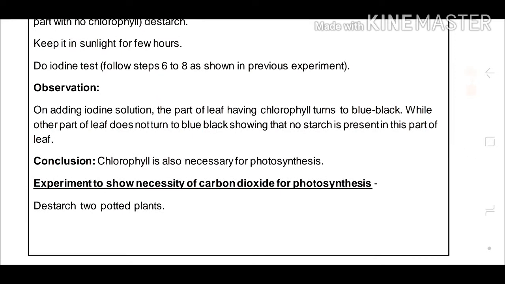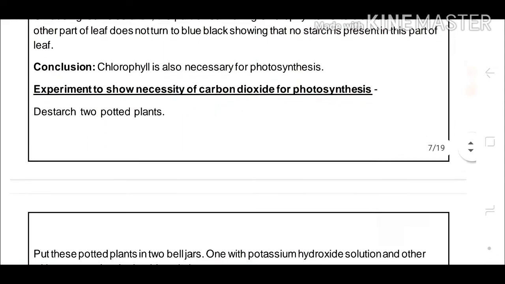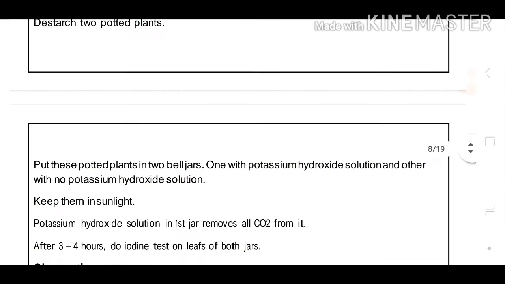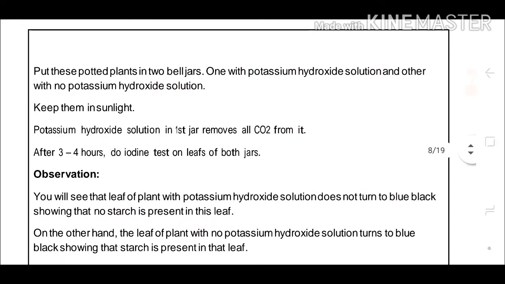Experiment to show necessity of carbon dioxide for photosynthesis. Destarch 2 potted plants. Put these potted plants in 2 bell jars, one with potassium hydroxide solution and the other with no potassium hydroxide solution. Keep them in sunlight. Potassium hydroxide solution in the first jar removes all CO2 from it. After 3 to 4 hours, do the iodine test on the leaves of both jars.